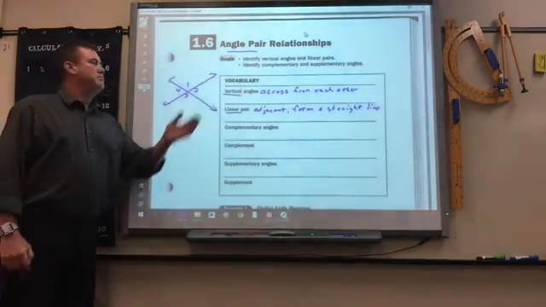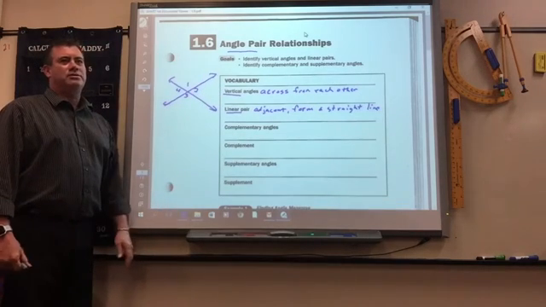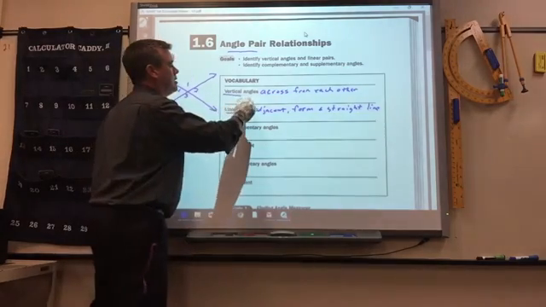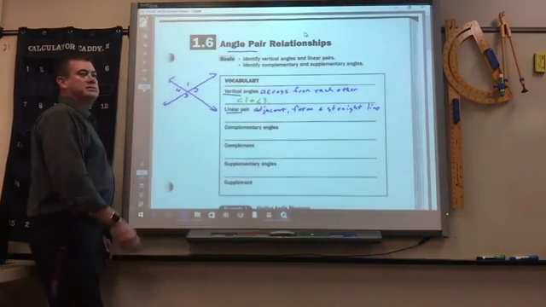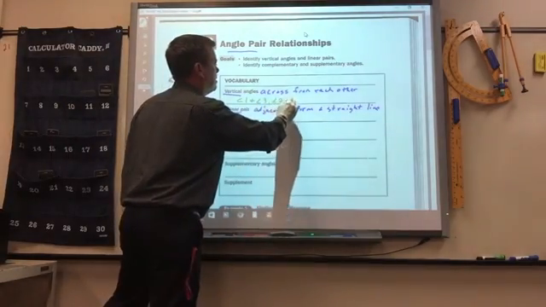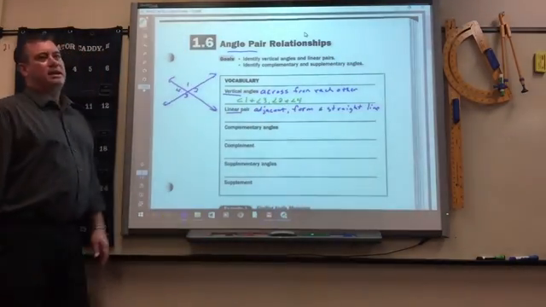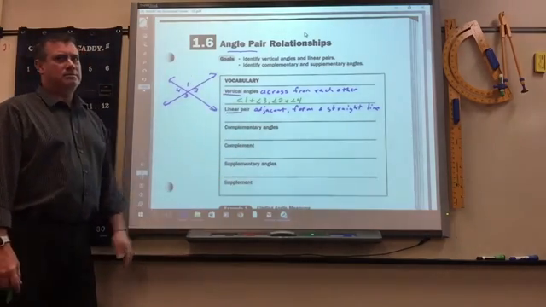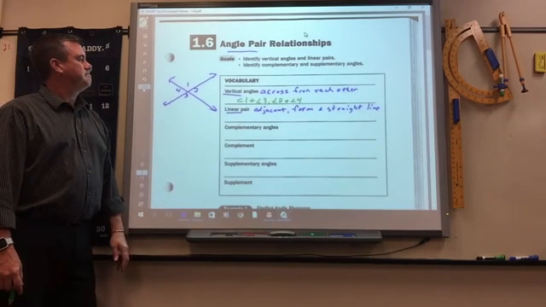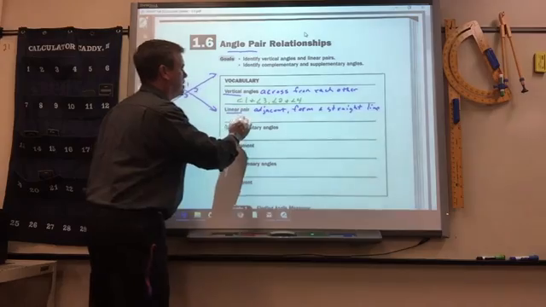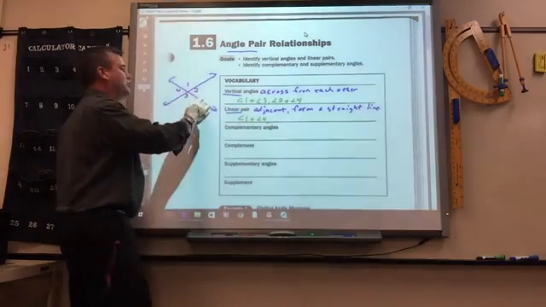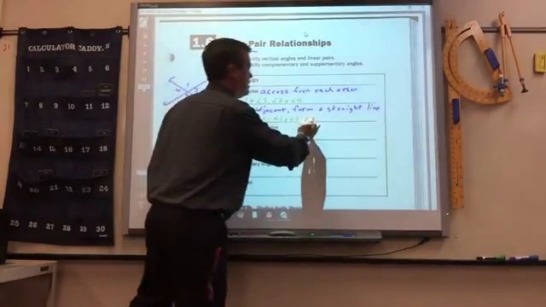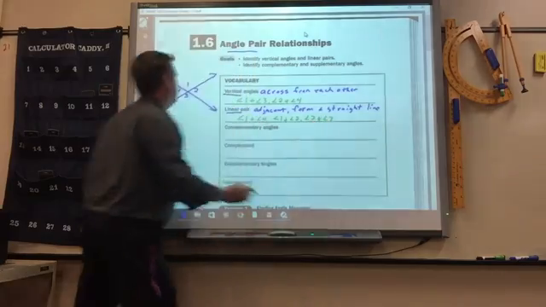So if you had to name, from what I've told you, a pair of vertical angles, 1 and 3 are across from each other. And what's the other set? 2 and 4. So then if you had to name a pair of linear angles or a linear pair, what 2 angles could you put? 1 and 4 would work. 1 and 2 would work. 2 and 3 would work. And 3 and 4.